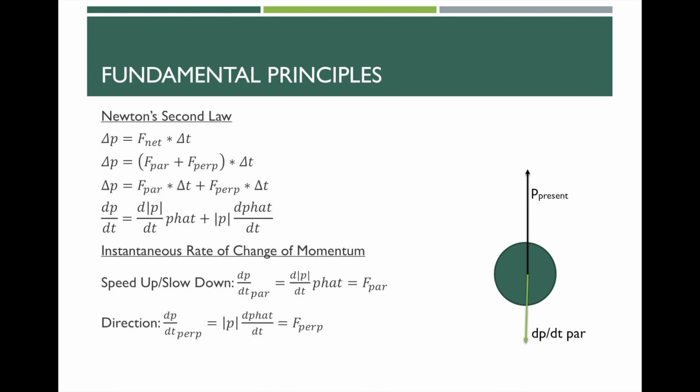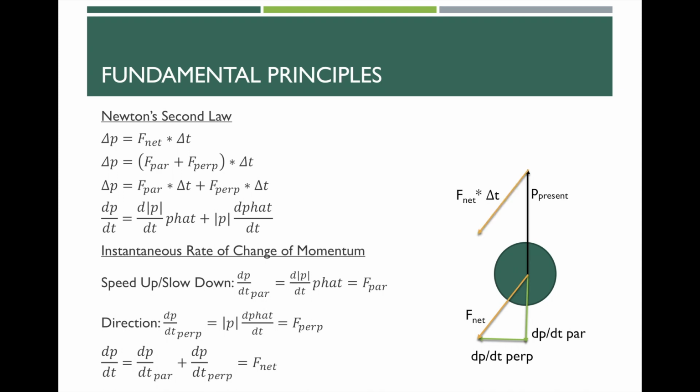The perpendicular component will always make a 90-degree angle with the present momentum, which is represented by the change in direction, or p hat, of the momentum times the magnitude. This indicates that dp/dt perpendicular will always and only correspond to motion that is changing direction. Change in momentum is directly proportional to force, as indicated by Newton's second law, so when you add the parallel and perpendicular components, it is equal to dp/dt, and therefore equal to the net force. When you add F net times time to the present momentum, the new momentum can be determined.